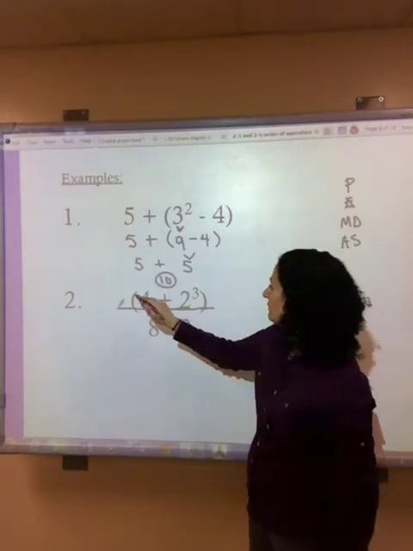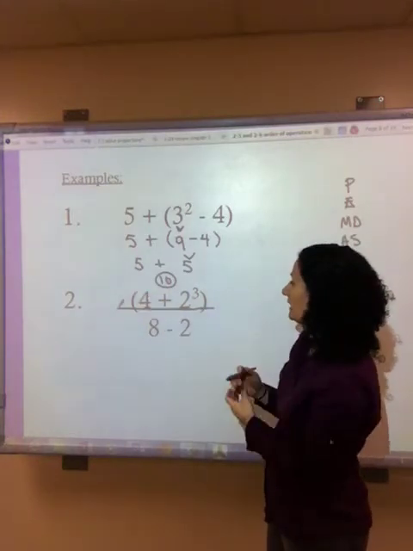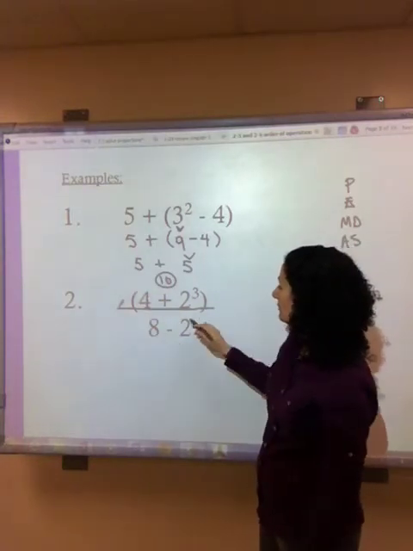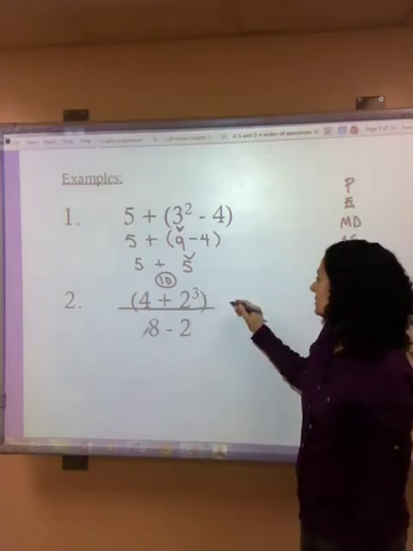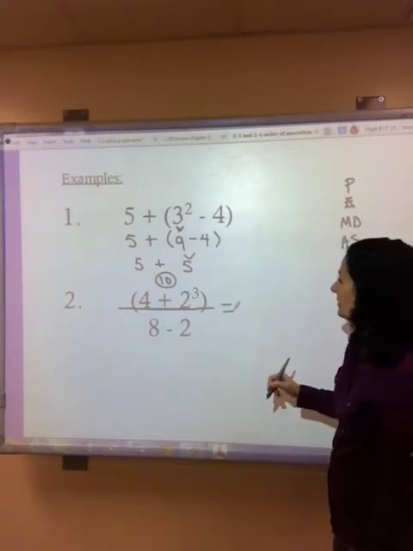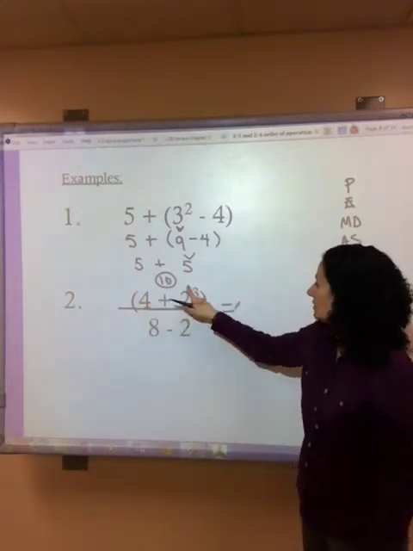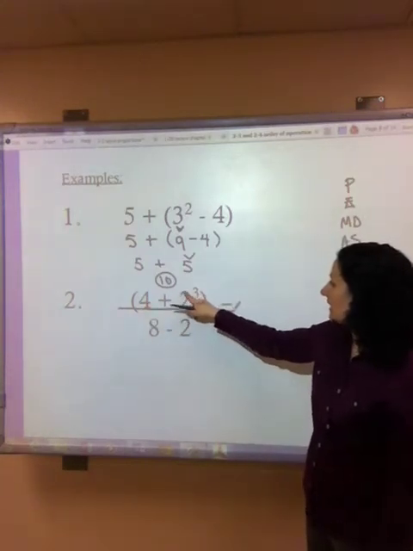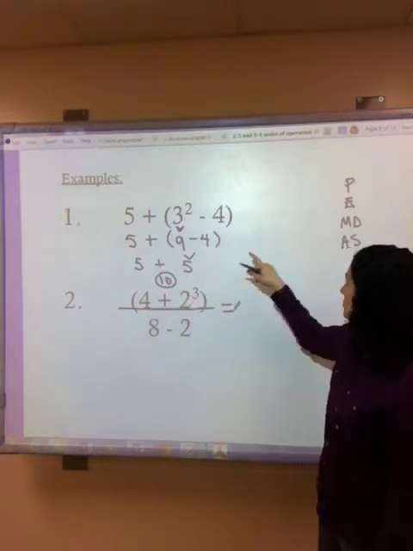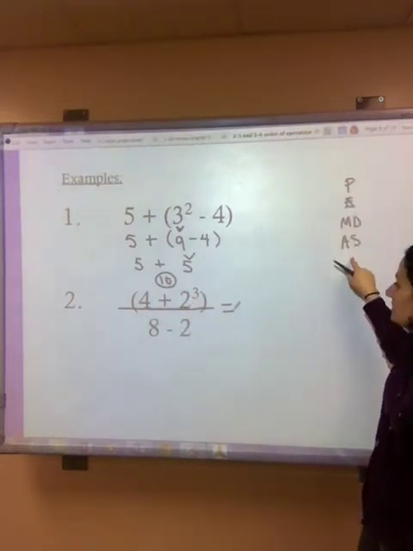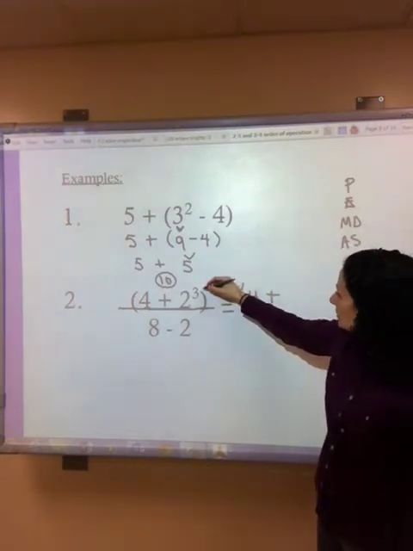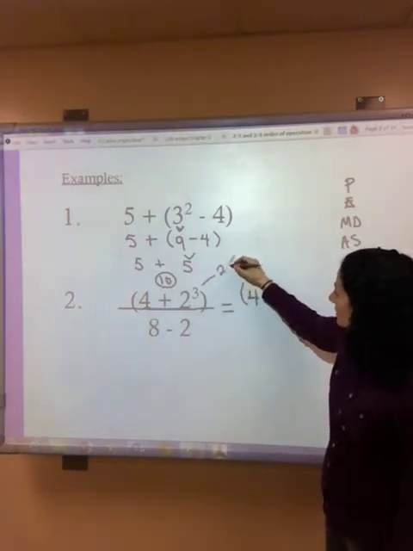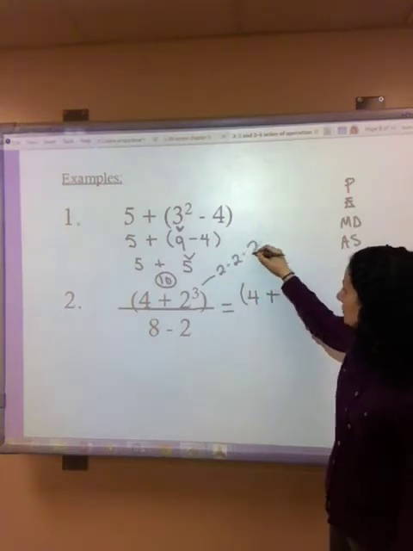So we sort of treat everything on the top as parentheses, it already has parentheses, and we treat everything on the bottom as if it had parentheses as well. So let me show you how I would evaluate this one. First, I would do these exponents because exponents are more important than addition in my order of operations. And I would do 4 plus 2 to the power of 3. I know it's 2 times 2 times 2.